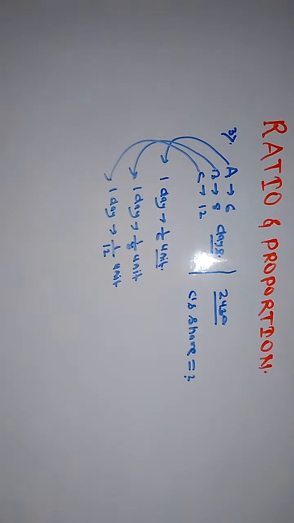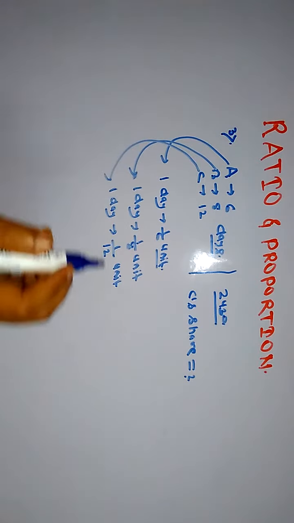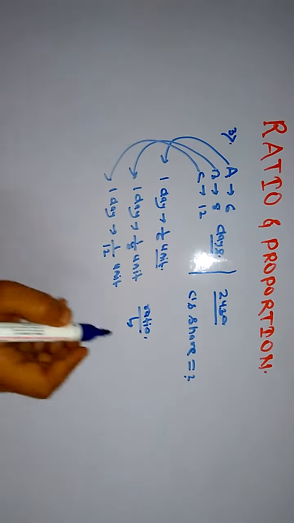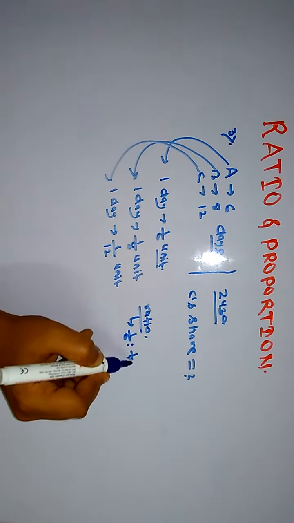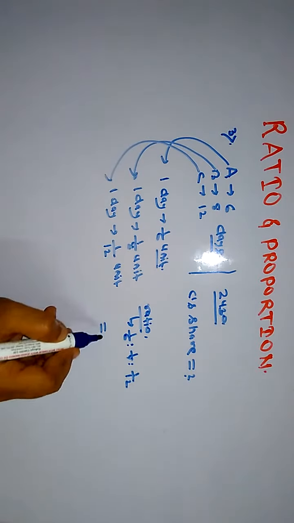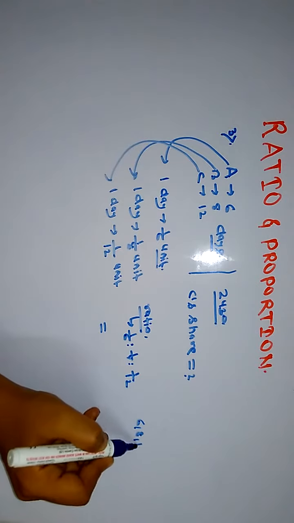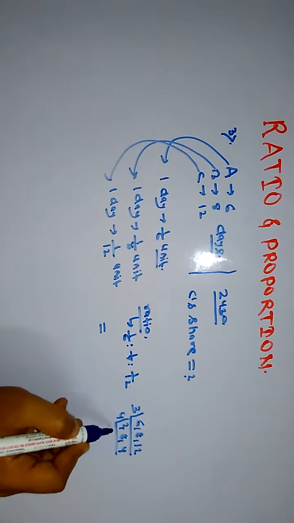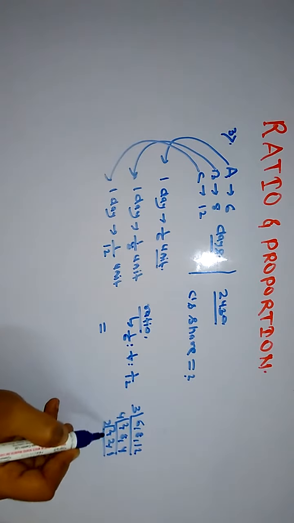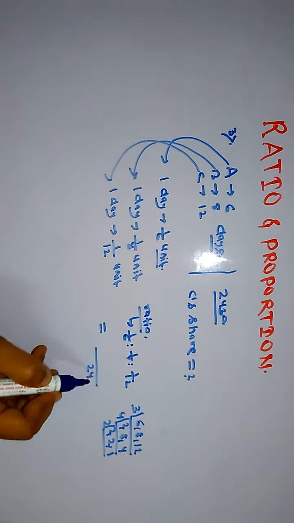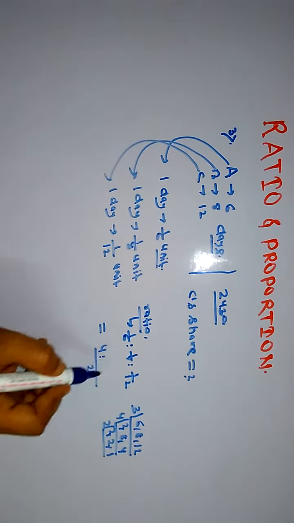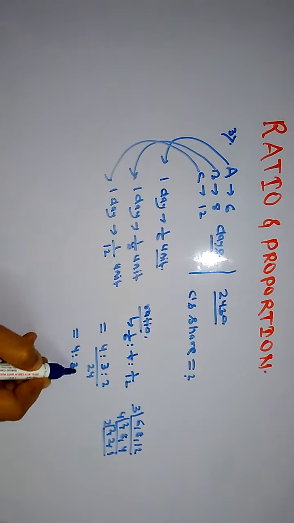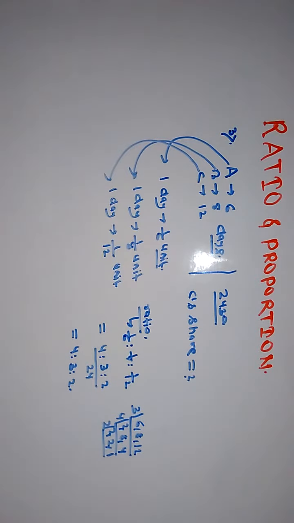Now the ratio of their 1 day work is 1 by 6 is to 1 by 8 is to 1 by 12. I am taking the LCM of this, which is 24. So this becomes 4 is to 3 is to 2. So the ratio between A, B and C is 4 is to 3 is to 2.